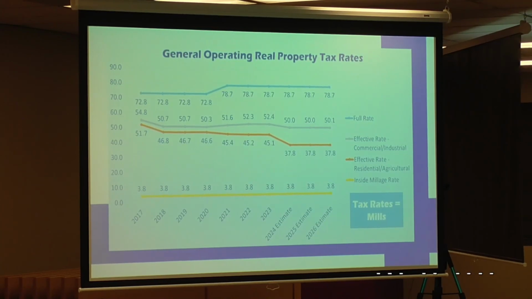Let's start with the inside millage rate, the yellow line at the bottom. That's the 3.8 mills that was established by the Ohio Constitution. As you can see, it's been the same since 2017, and it's not going to change going forward.